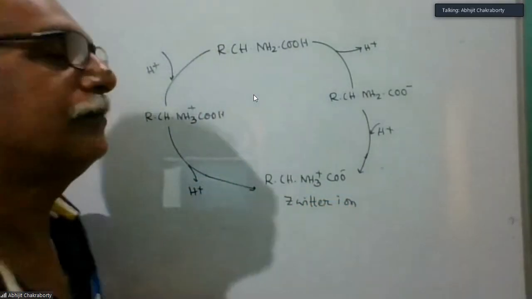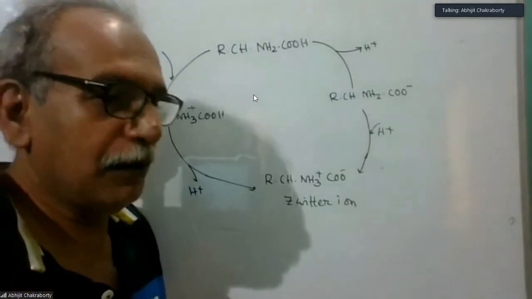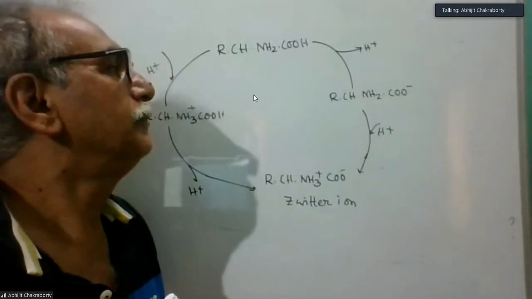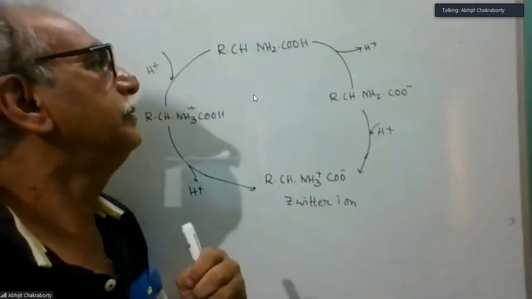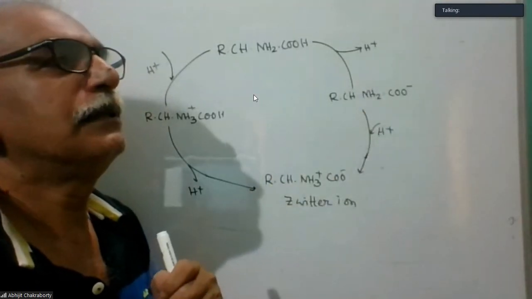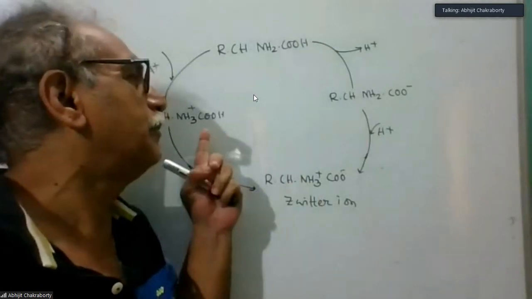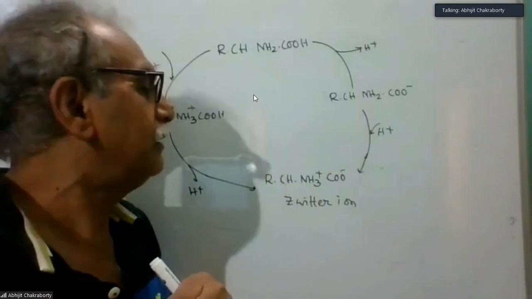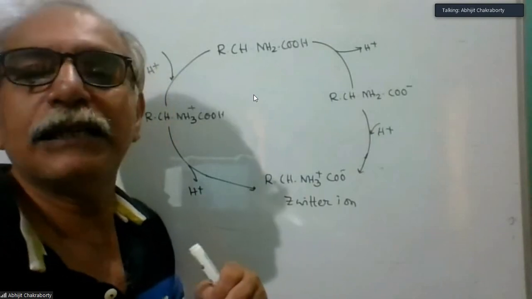This is called zwitterion. At a particular pH, amino acids are found to be present in zwitterion form. Look here. When it releases one proton, it may be in the acidic or negative form. By getting one proton, it may be in the positive form. But when it contains both positive and negative charges, the amino acid is called a zwitterion, so the net charge is 0.